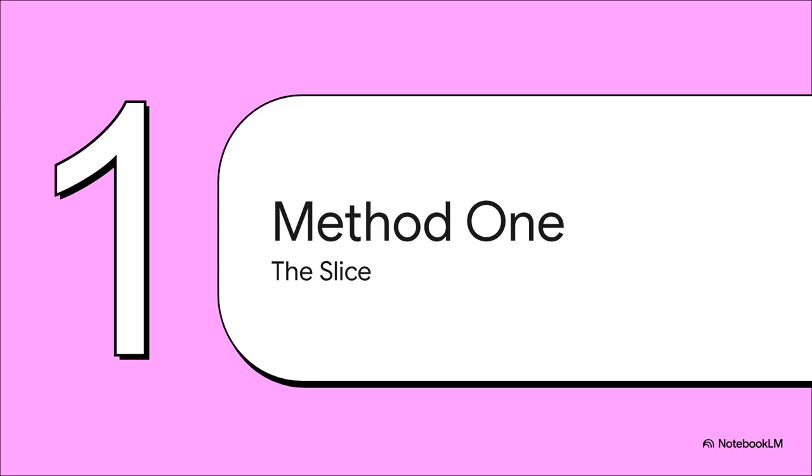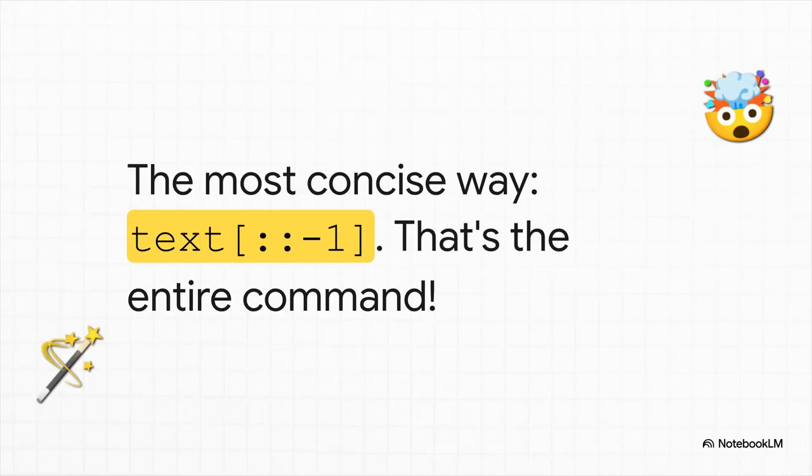It's arguably the most Pythonic of the bunch. It's called the slice. Yeah, just look at that. That's it. That's the entire command. You take your string, which we're calling text, and you add this little bracket notation at the end. It's so compact, it almost feels like cheating, doesn't it?